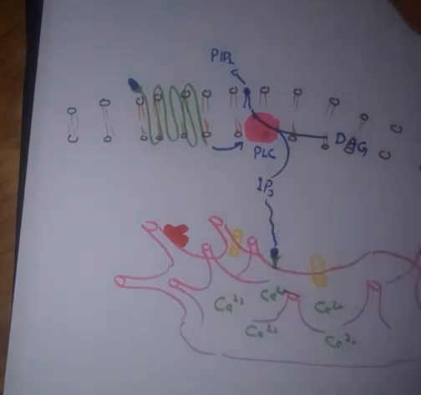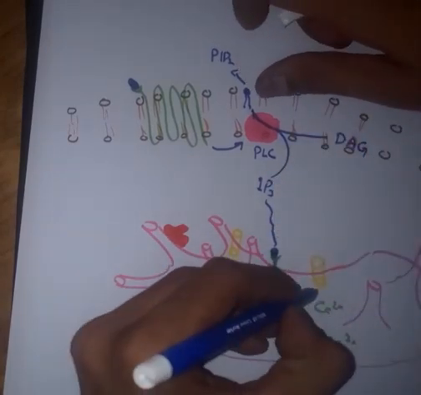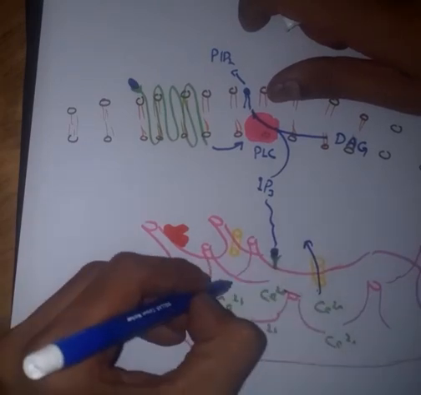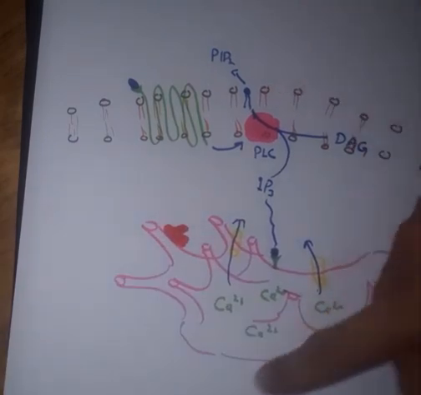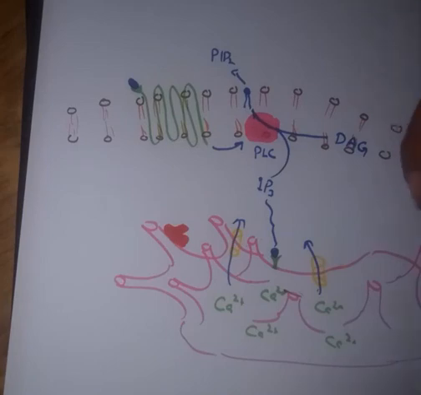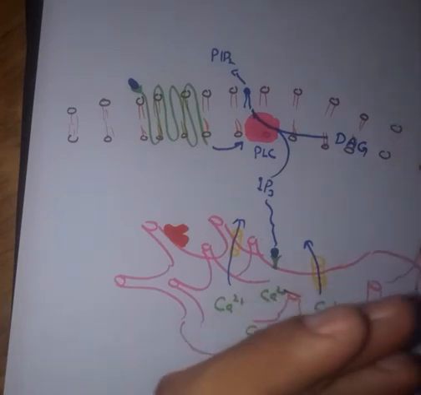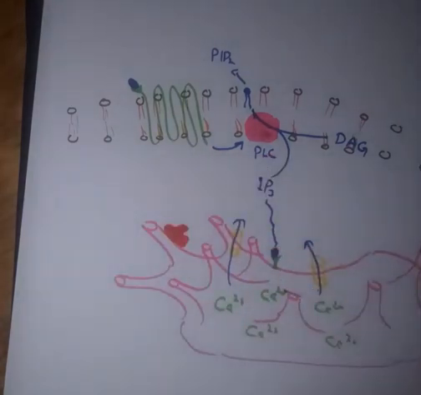Now this IP3 has its receptor on the smooth endoplasmic reticulum, and when IP3 acts on its receptor, the calcium channel will open and calcium will come out of the smooth endoplasmic reticulum inside the cytoplasm. Now it will attach with another protein, calmodulin, and a calcium calmodulin complex will be formed, and some other functions will be done.